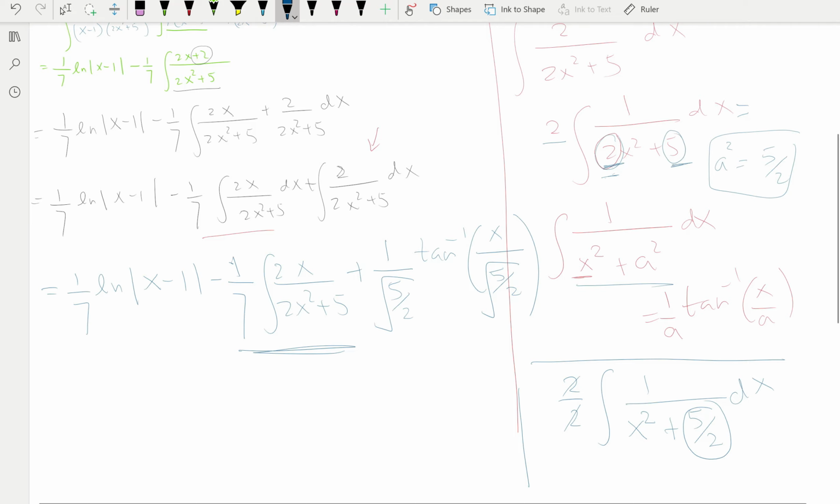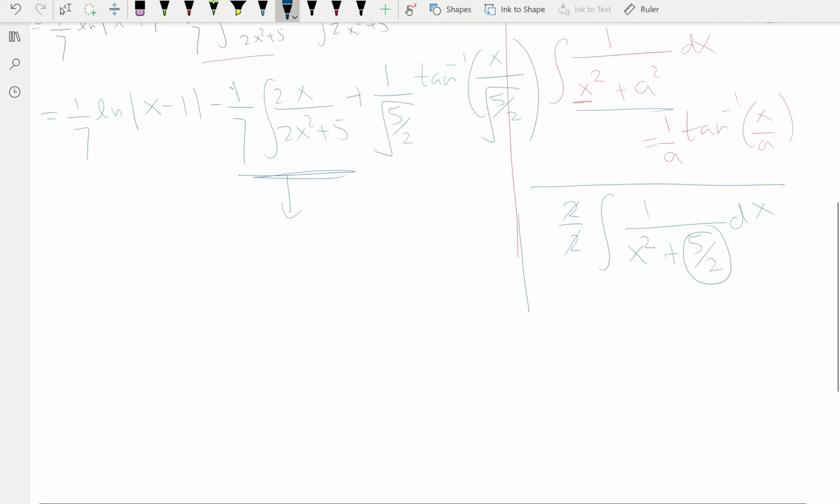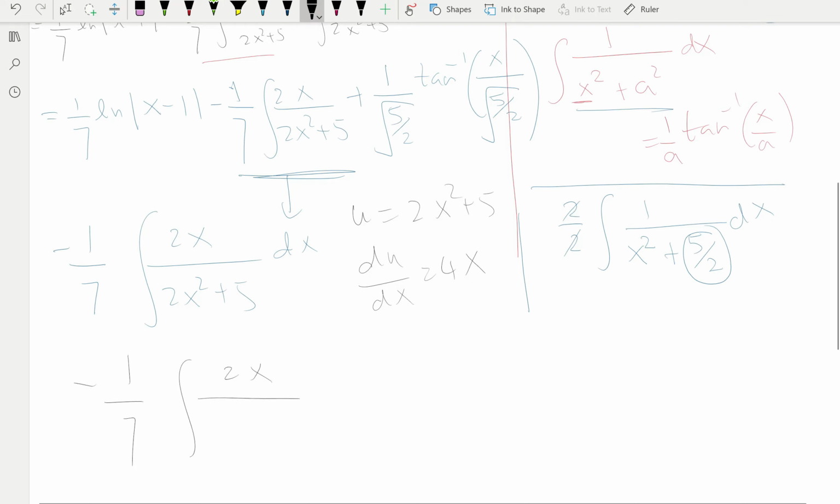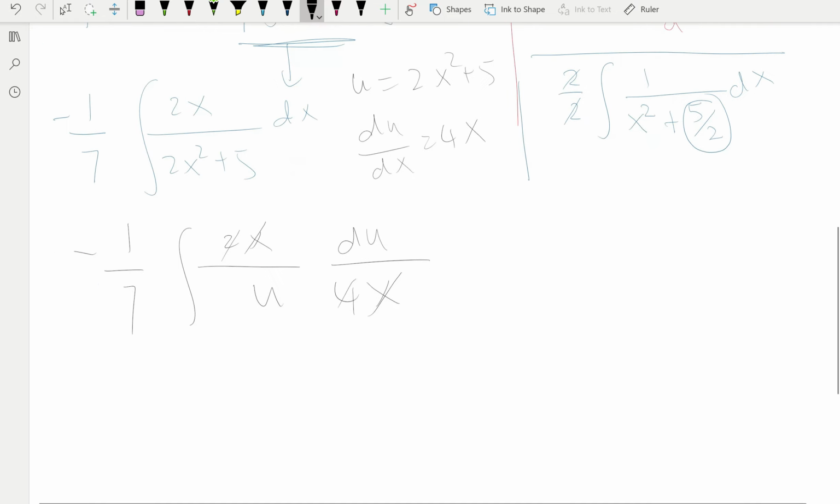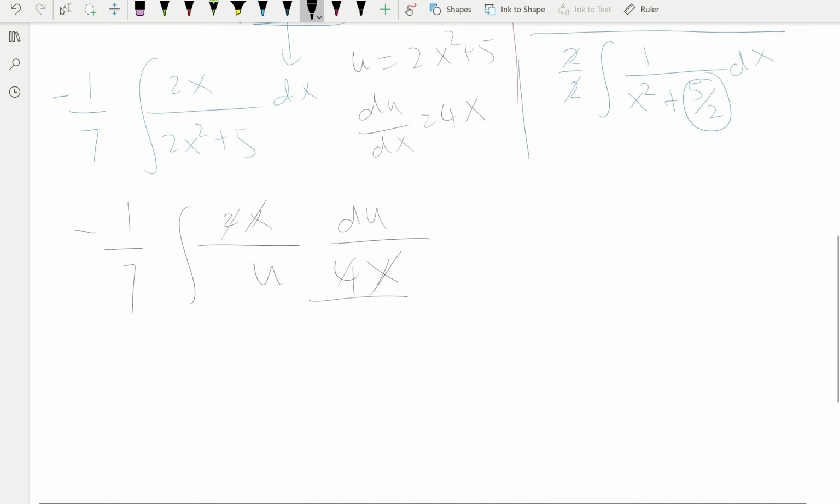Okay, all right, so let's use substitution to integrate this small integral. So negative 1 over 7 times 2x over 2x square plus 5. So u is going to be 2x square plus 5, du over dx is going to be 4x, right? So if you use the substitution, this is 2x, this is u, dx is du over 4x, so x cancels out, 2 and 4 cancel out, and leave us with a 2 on the denominator, so we can take that 2 out, so it's going to be negative 1 over 14, 1 over u du.